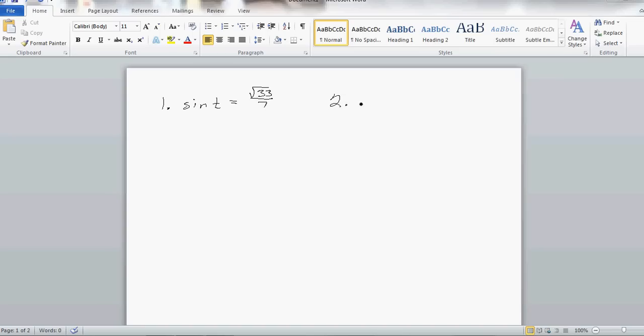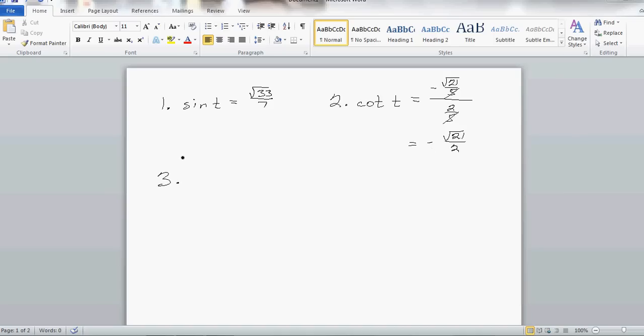Number 2 asks us to find the cotangent of t when the point is negative root 21 over 5, 2/5. And so the cotangent of t is the x value, which is negative root 21 over 5, over the y value, which is 2/5. And doing some simplification, we get negative square root of 21 over 2, and that's what the cotangent of t equals.